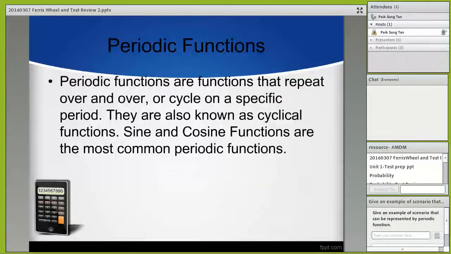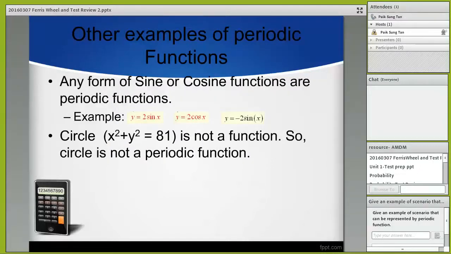Periodic functions are functions that repeat over and over, or cycle in a specific period. They are also known as cyclical functions. Sine and cosine functions are the most common periodic functions. In this topic, we're looking at sine and cosine functions as periodic functions. A circle is not. Here's some examples. Any form of sine and cosine function is a periodic function. If I change any parameter of the sine and cosine, or add stuff around the sine and cosine, they are still periodic.